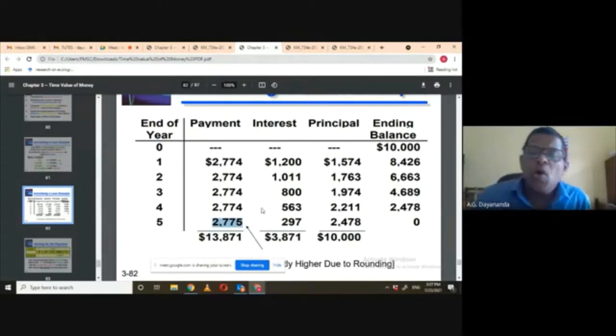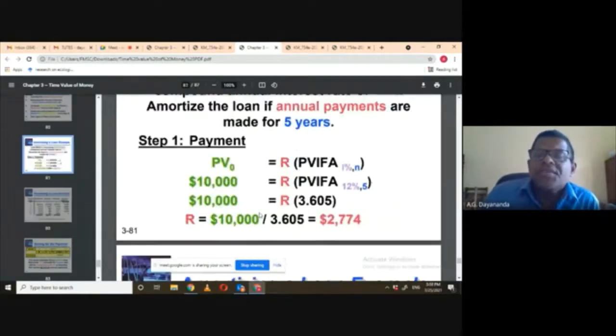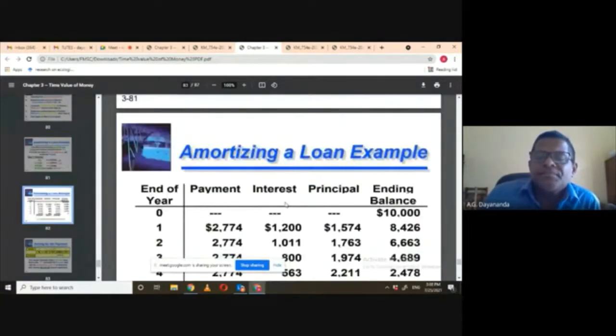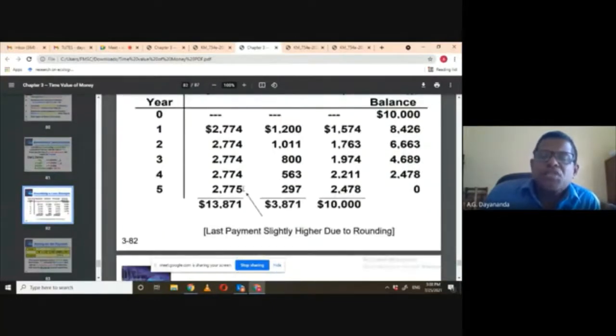So if I ask you to calculate the present value of this series of payments, the loan installments, what would be the present value under an interest rate of 12%? Suppose the interest rate is 12%. If you discount this and calculate the present value, of course your loan value would be the present value. So you will understand that the annuity and the present value are interconnected.